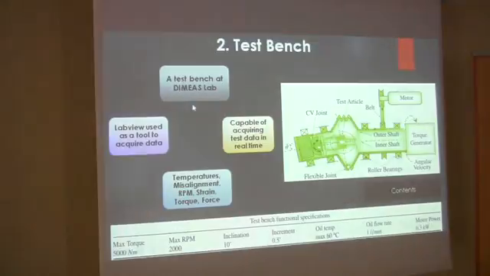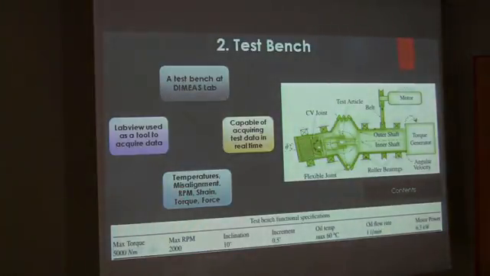So next is our test bench. This is a quick summary of the test bench which we used to perform these experiments. It is capable of acquiring data in real time, and we performed tests for temperatures, misalignment, RPM, strain, torque, and force. LabVIEW was used as the tool to acquire the data in real time from the apparatus.